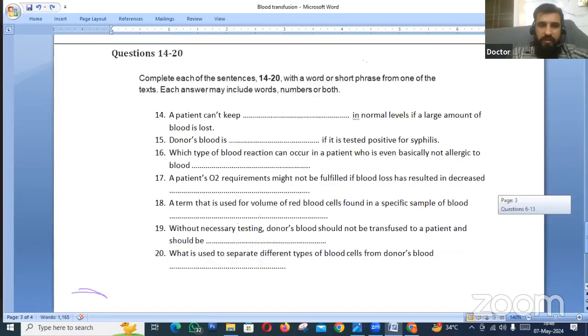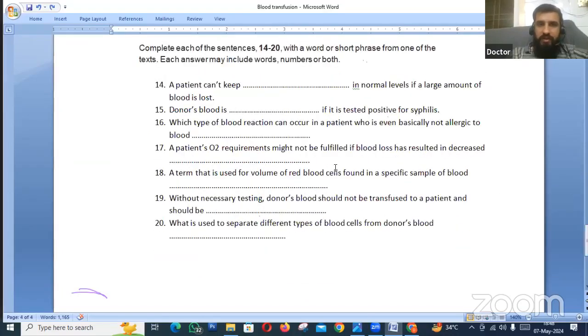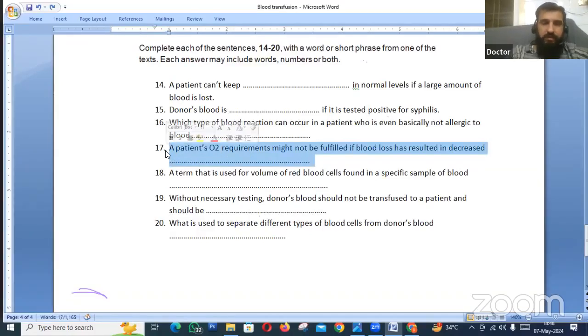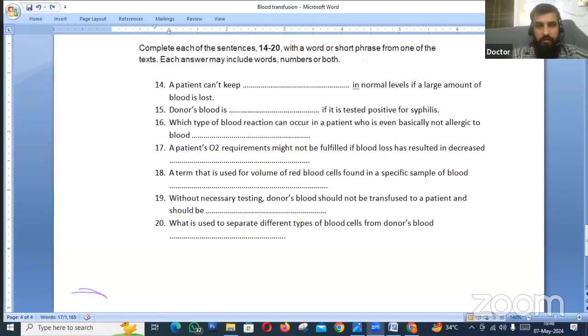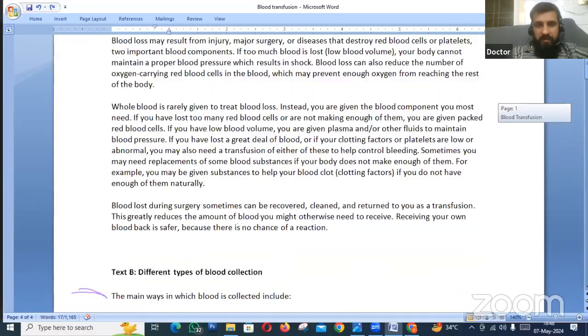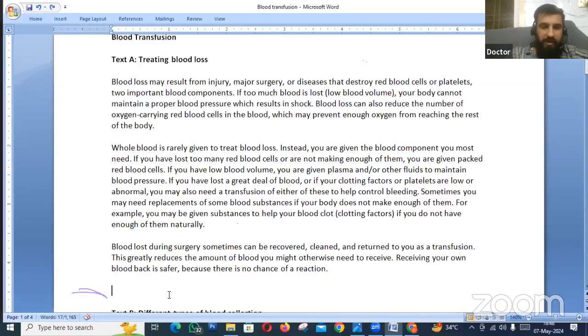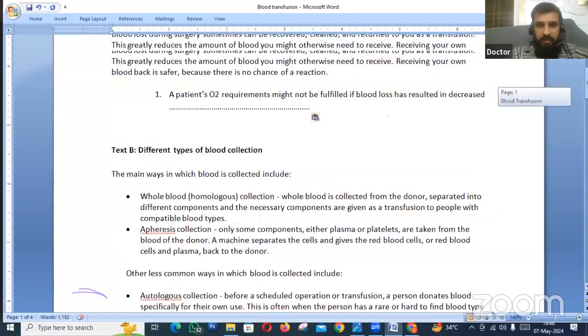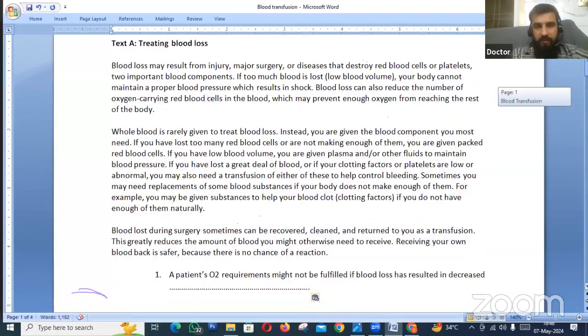Okay, so the next question is: a patient's O2 requirements might not be fulfilled if blood loss has resulted in decreased dash. In which text is it possible to find the answer? In which text? A. Very good. You people are very intelligent. You just need a little bit of guidance. You're a genius. You just need a little bit of guidance.